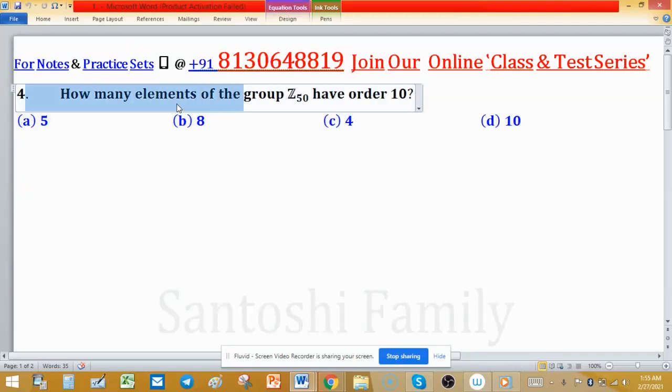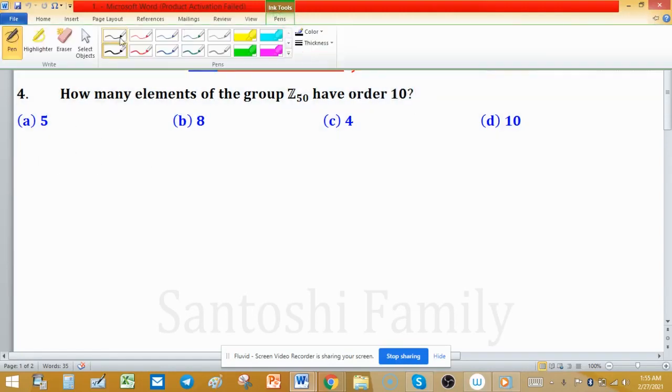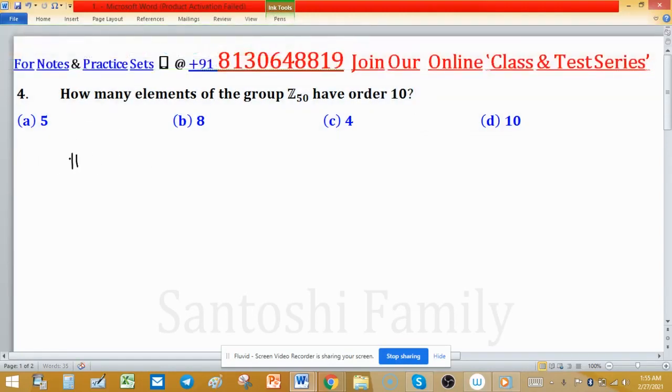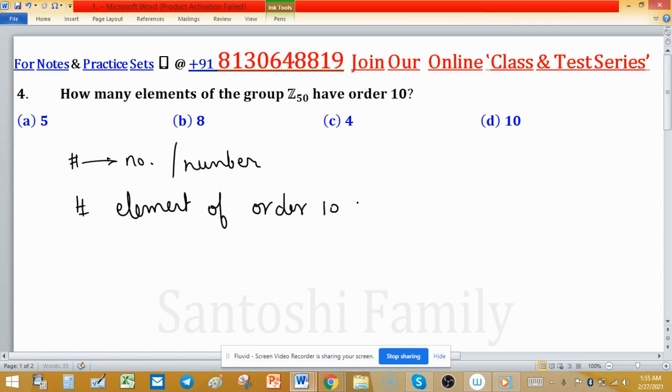How many elements of group Z50 have order 10? Number of elements we normally represent by the hash symbol. This is for number. The number of elements of order 10 in Z50.